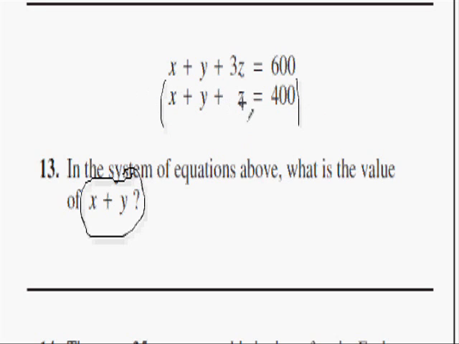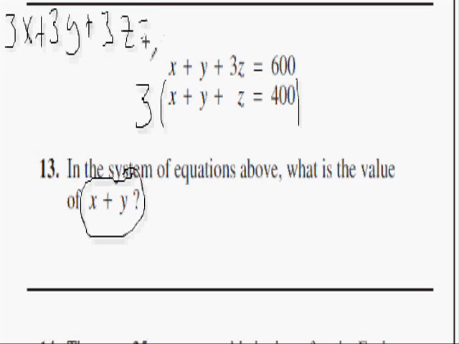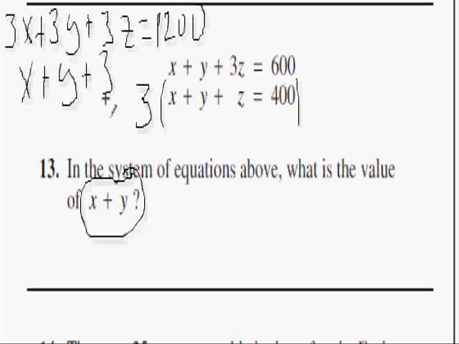So what I'm going to do is multiply this whole equation by 3 so that I can get the z's to cancel. When we do this whole thing times 3, we have 3x plus 3y plus 3z equals 3 times 400, or 1200. We know that x plus y plus 3z equals 600. So now what are we going to do? We are going to subtract down.